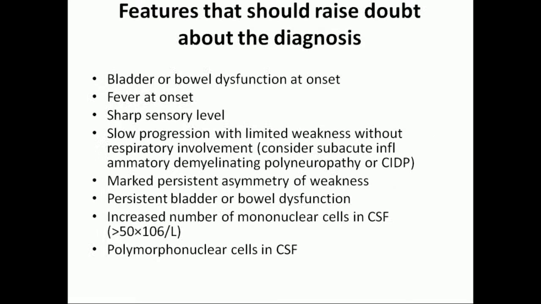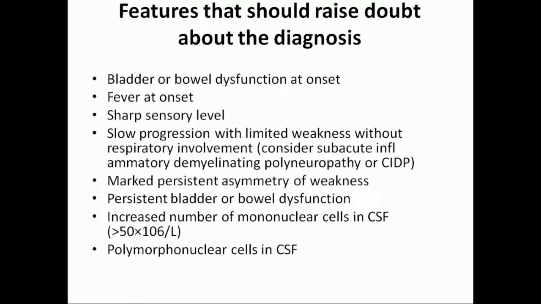Now we have to keep watch, because there may be other differentials other than GBS in a case of acute flaccid paralysis. There are certain features, and if these are present, then the antenna should be raised, that there may be other things which are other than GBS. So what are these symptoms?